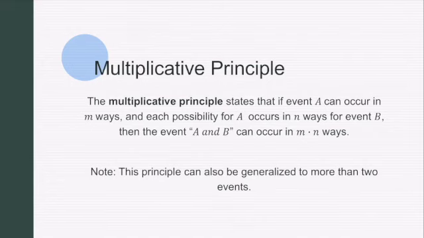The multiplicative principle states that if A can occur in M ways, and each possibility for A allows B to occur in N ways, then the event of A and B can occur in M times N ways. Okay, this can be generalized to way more events than just 2. So why don't we go ahead and work through a few examples.